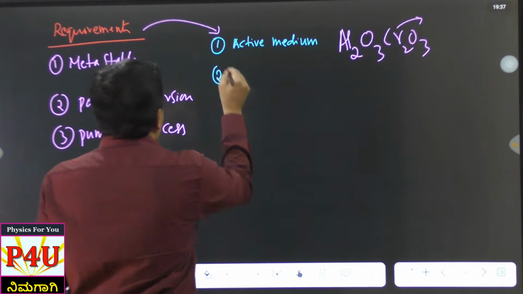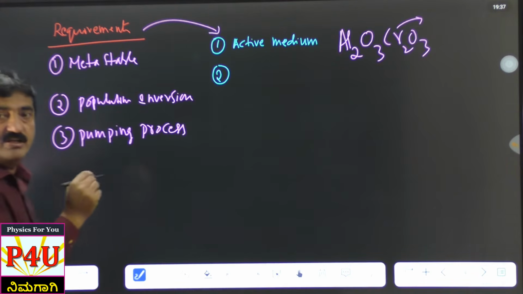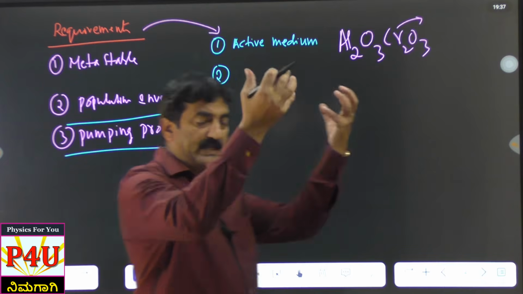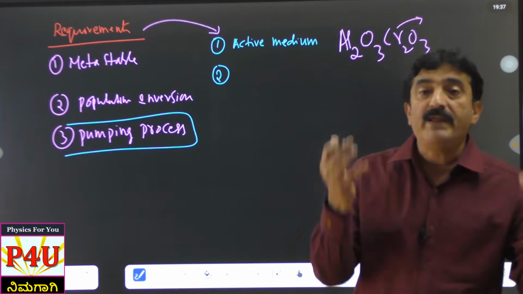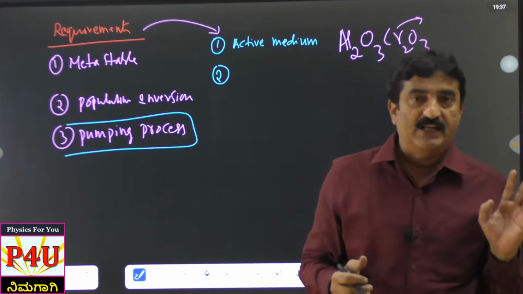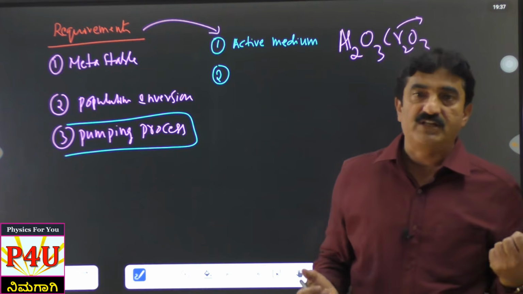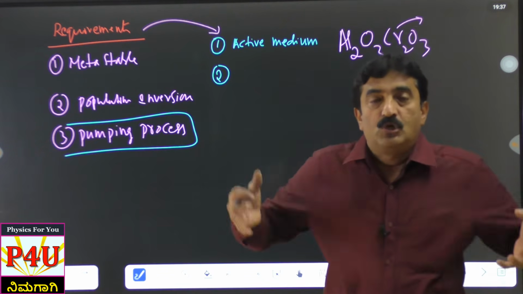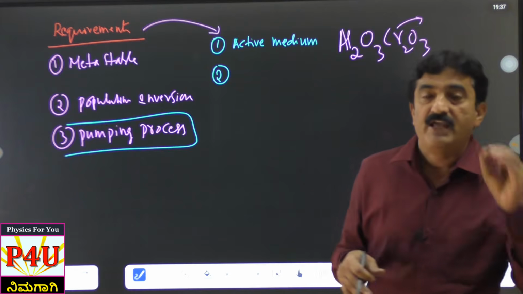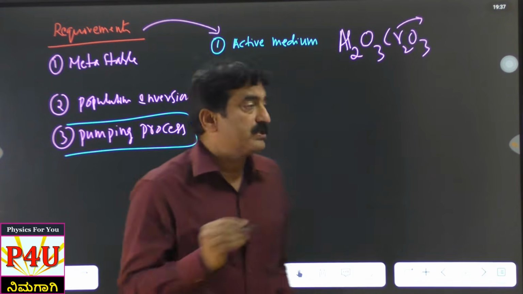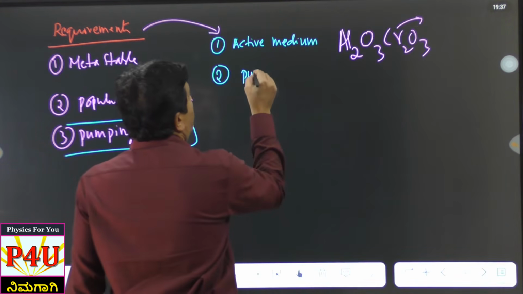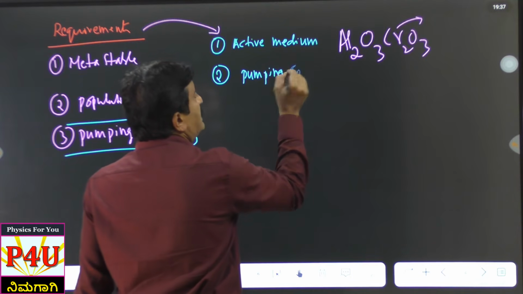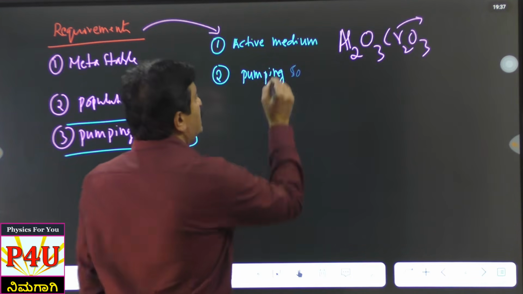Next, I said population inversion needs to be achieved. For that I have to pump the atoms or the electrons. So for pumping, what to do? I have to supply the energy. Therefore I need a source of energy, a source for pumping. That means you have to lift the atoms, and to lift the atoms you have to supply energy. Therefore there must be a pumping source. So the next requirement is the pumping source. This pumping source is obviously an energy source.